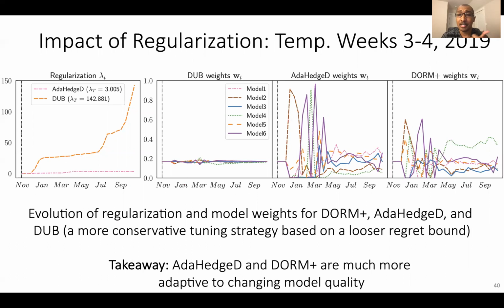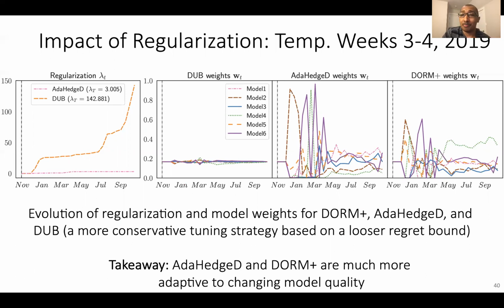But then we also have the self-tuned algorithm, AdaHedgeD, and a third algorithm, which we'll call Dub, which is a more conservative tuning strategy that's based on a much looser regret bound. So what do we see happening in practice? Well, on the left, you can see the regularization parameter growth for AdaHedgeD and Dub over the course of a year. And we see that the Dub regularization parameter is growing much more quickly than AdaHedgeD. And by the end of the year, it's over 40 times larger than the AdaHedgeD regularization parameter.